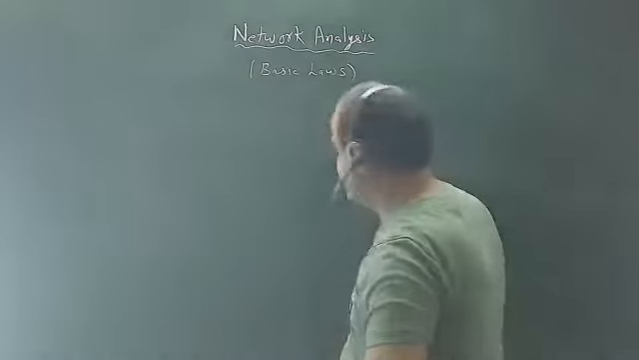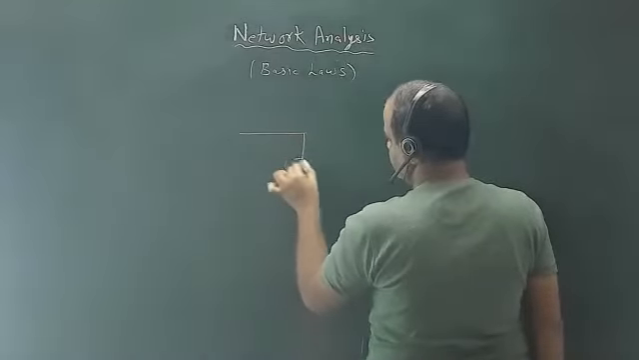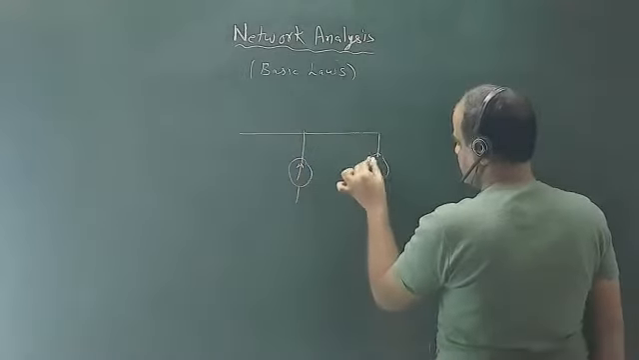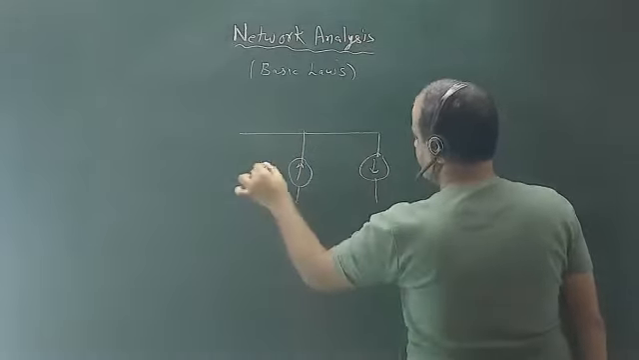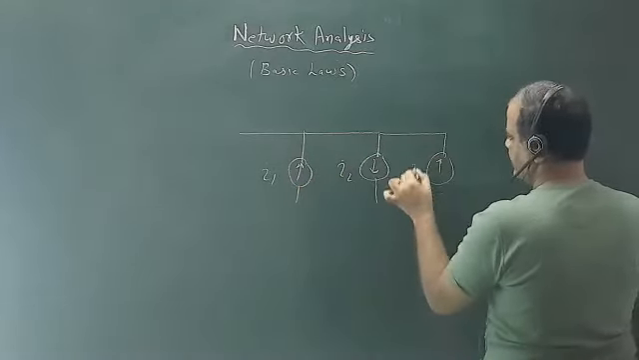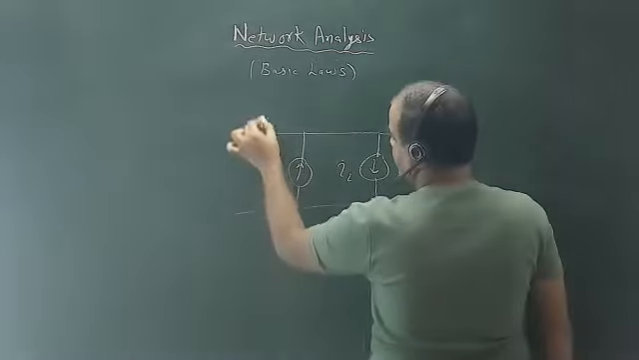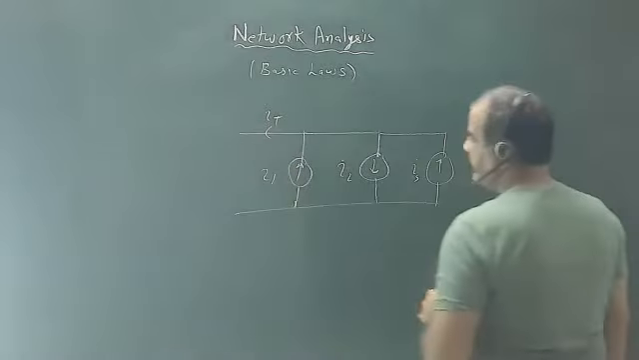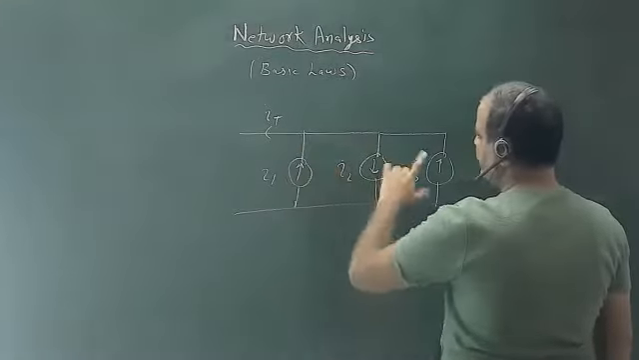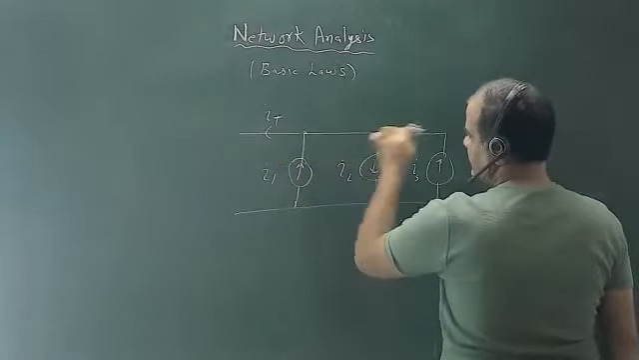If in a circuit I have more than one current source, suppose this is my circuit. So this is I1, this is I2, and this is my I3. The total current in the circuit is IT. If the sources are connected in parallel, this is a single node. You can see there is no resistance between these terminals, so this is a single node.